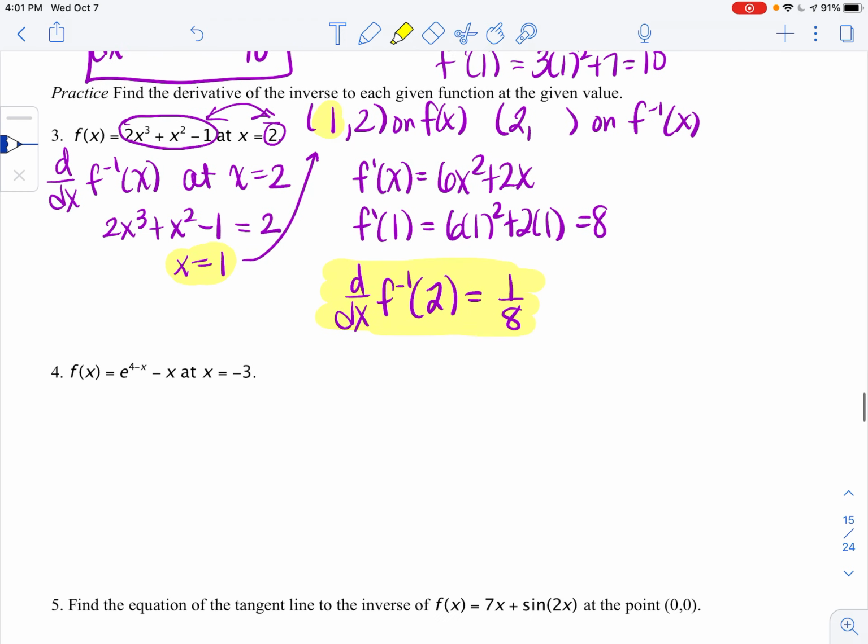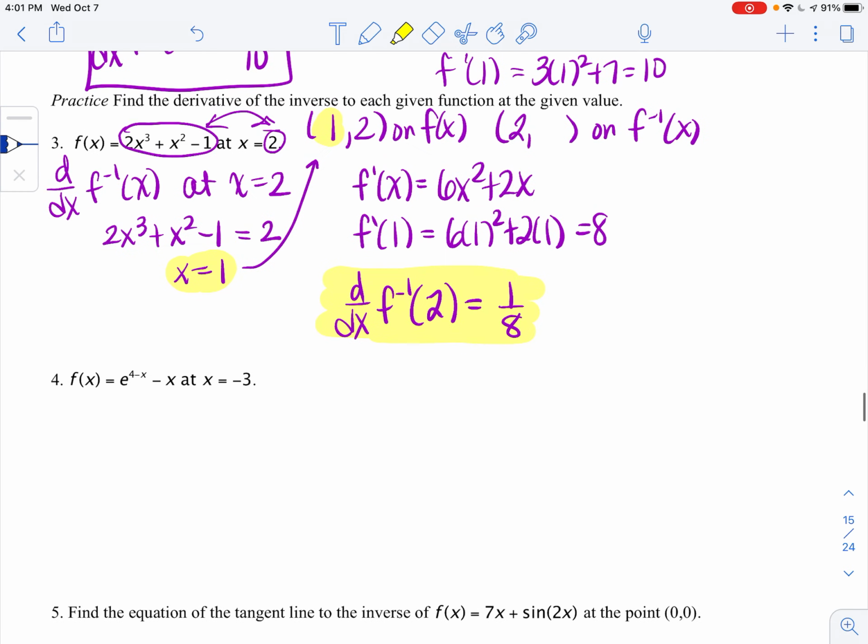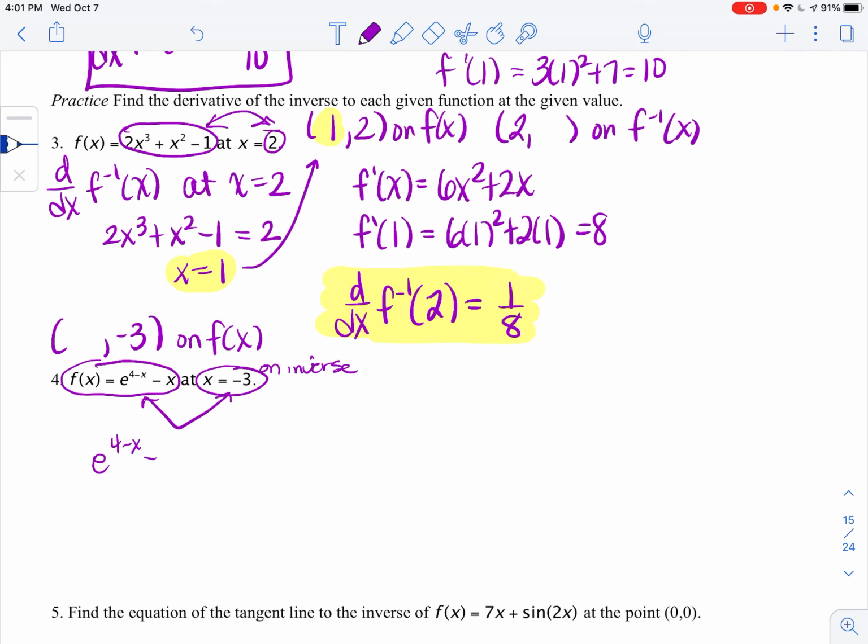Okay, so let me do one more example, and then I'll let you guys get started on your homework. Once again, this is the function f of x that you're working with. This is really x on the inverse. So really, you are looking at the point (something, -3) on f of x. So you're going to start by setting these two equal to each other: e to the 4 minus x equals -3.